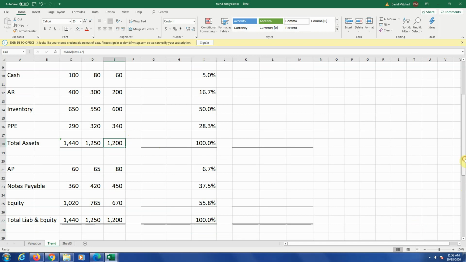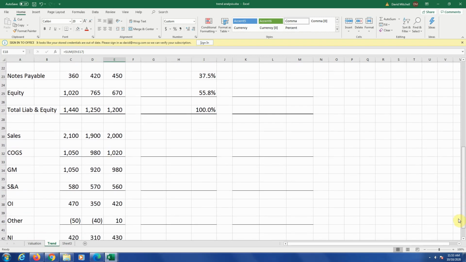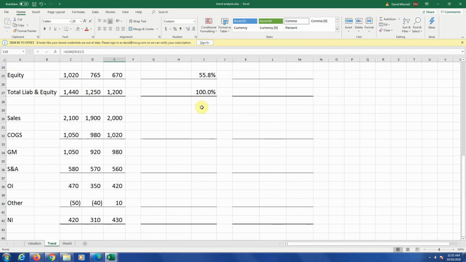Okay, and then on the income statement, everything is equal to sales, a percentage of sales. So that's our base that we use. So sales divided by sales for the top line, and then everything is a percentage of sales. So our cost of goods sold, 1,020 divided by 2,000 would be 51%, which means our gross margin's 49%.